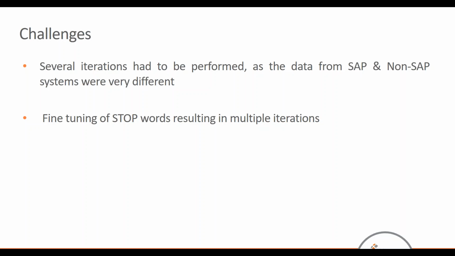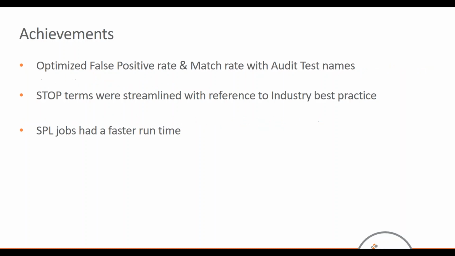Then the other best thing about HANA is that when switching from the conventional or classic SPL to HANA, all of the jobs and the transactions ran at a much faster rate, giving you the result. Even with a larger volume, it ran at a much faster rate. So these were one of the key achievements for that specific POC.